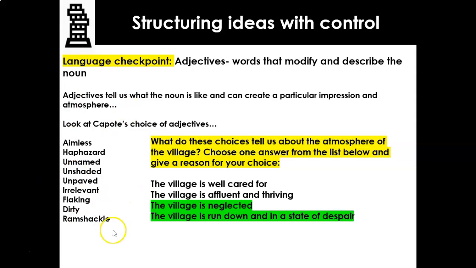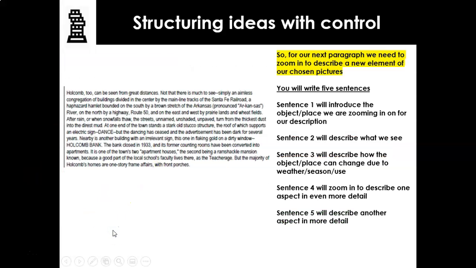Now, what we're going to do is write our second paragraph today. So we've got our panoramic description of the landscape. Oh, I'm in a wheat field. Oh, I can see blue sky. But now we're going to use our next paragraph to zoom in to describe a new element of our chosen pictures. So this is where we part ways with Truman Capote. Truman Capote zooms in to describe the village. We don't have a village in any of our pictures, so we're going to be looking at a new element of our chosen pictures.